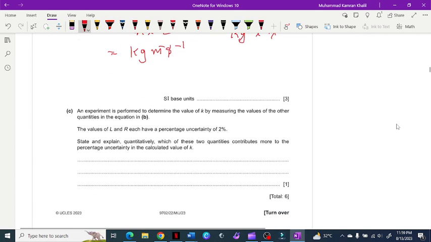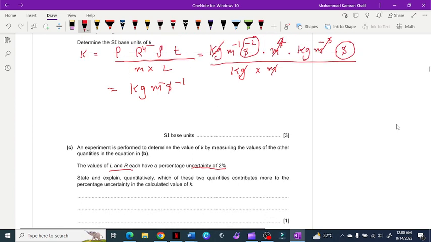Now an experiment is performed to determine the value of K by measuring the value of the other quantities in equation B. The value of L and R each have a percentage uncertainty of 2%. Now we will write down the percentage uncertainty for L and R. Now the question is state and explain quantitatively. So it means that we have to give the evidence that which one of these two quantities contribute more to percentage uncertainty in the calculated value of K. So from L and R, which will contribute more?